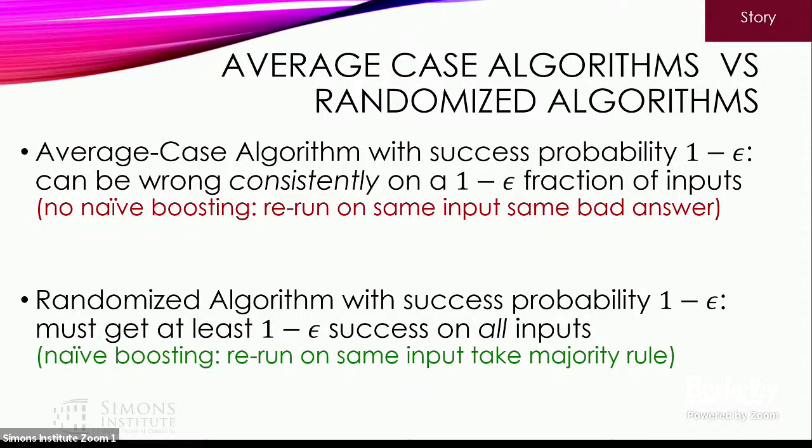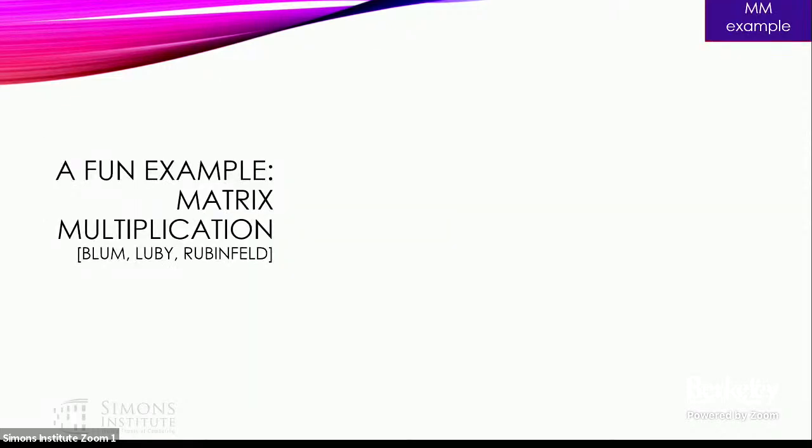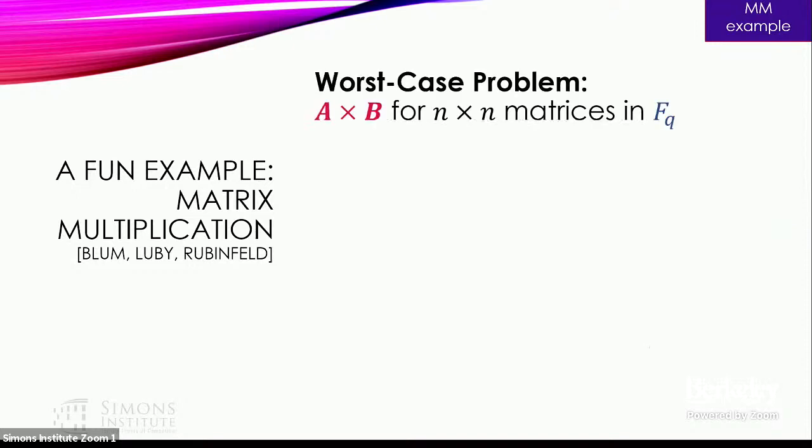So now we've discussed that, I want to talk about a really fun example of a worst case to average case reduction. This comes from a paper of Blum, Luby, and Rubinfeld. And so here's the question. How hard is matrix multiplication on average? So first, let's start with worst case matrix multiplication. We've got some A and B, they're n by n matrices, and we're going to say that we're over some prime field F_q.